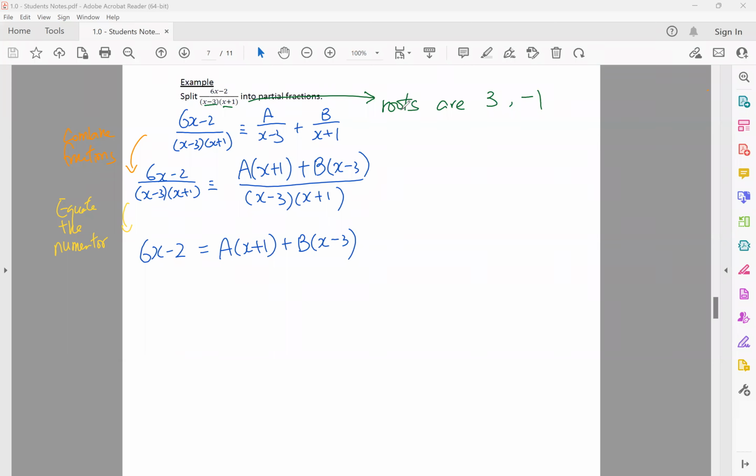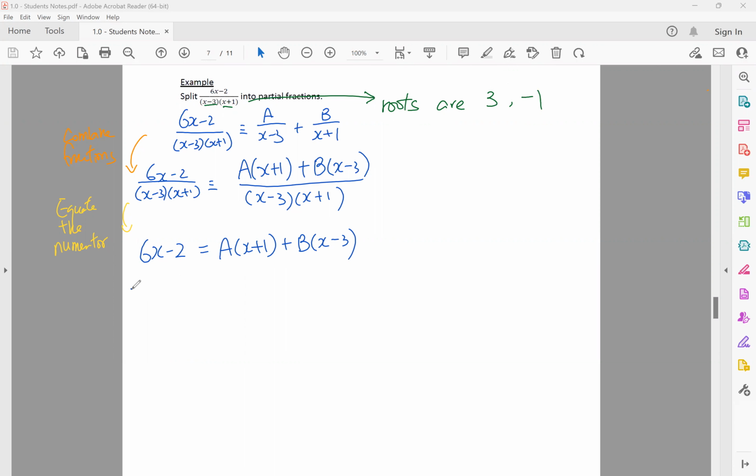The roots are 3 and minus 1. So what we're going to do with these roots is substitute them into the equation. The reason roots are useful is that if you substitute in the root, let's say 3, this bracket, 3 minus 3, goes to 0.